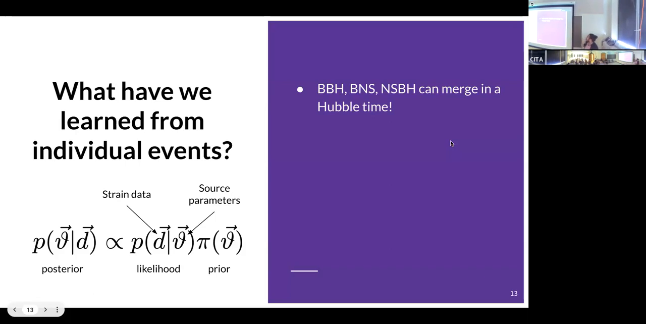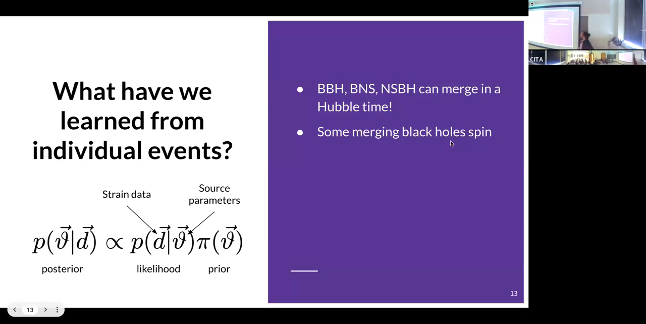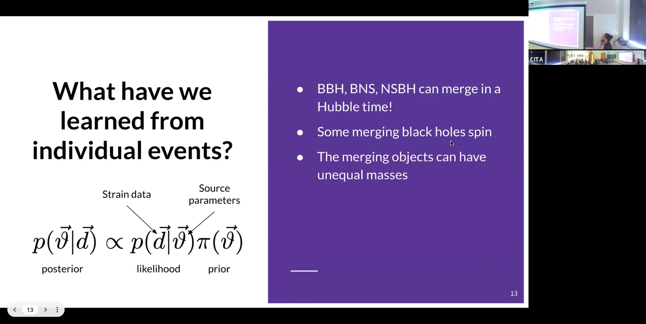So here are a few of the tidbits of what we've learned. Firstly, we know that binary black holes, binary neutron stars, and neutron star black holes can actually merge within the age of the universe. That was the first obvious thing we learned. We've also learned that some merging black holes do spin. I told you that for the first event we couldn't tell whether it was spinning or not, but we have had events where we could say unequivocally that it was spinning. The merging objects can have quite unequal masses. We have, I think, one event that's around 10-to-1 in the mass ratio of the two merging objects. So that's exciting.